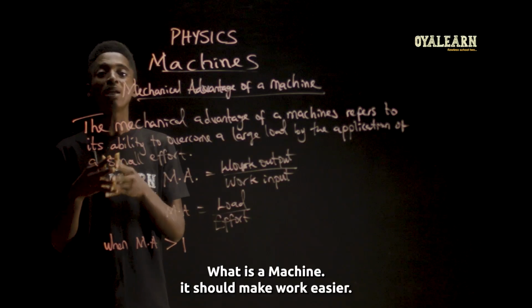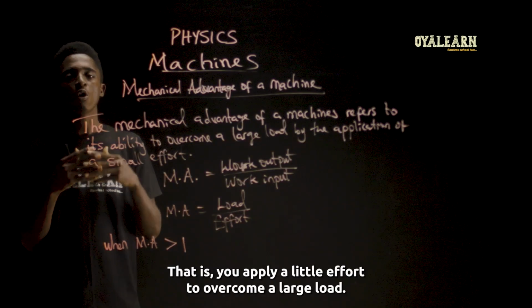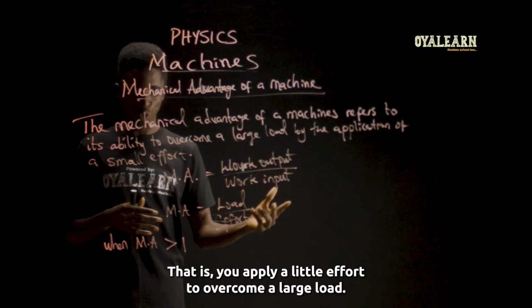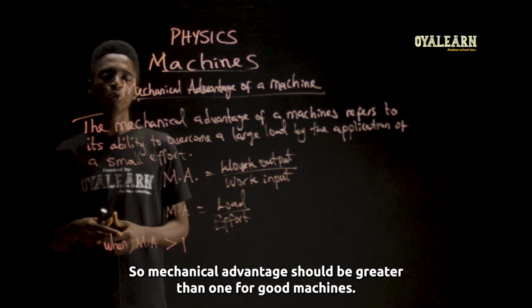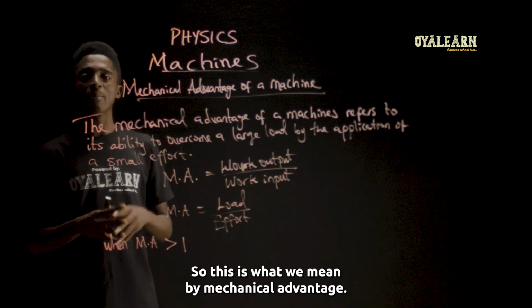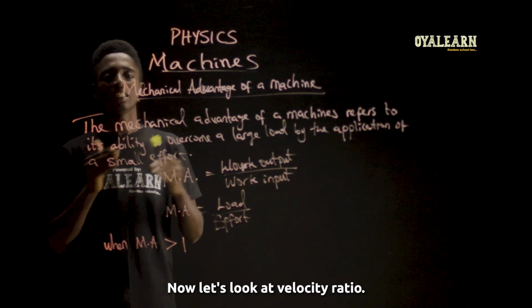What is a machine? It should make work easier. That is, you apply a little effort to overcome a large load. So mechanical advantage should be greater than 1 for good machines. So this is what we mean by mechanical advantage. Now let's look at velocity ratio.